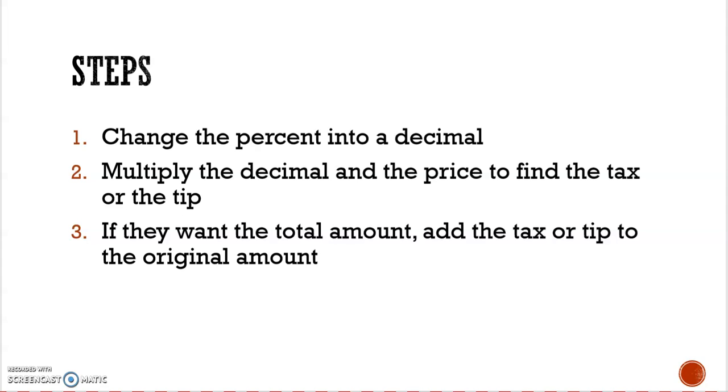All right, so what you're going to do is change the percent into a decimal. You're going to multiply the decimal and the price to find the tax or the tip. If the problem just says what is the tax or the tip amount, then you're done with step 2. If they want the total amount, then you have to keep going by adding your answer from step 2 to the original amount. So tip and tax, that is what you have to pay. That's why we are adding it to the original amount.